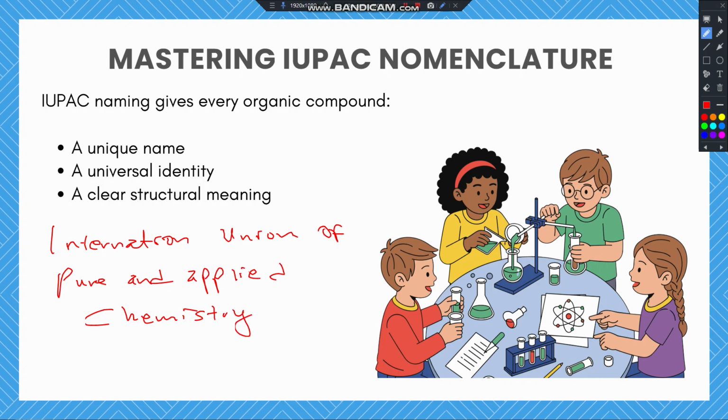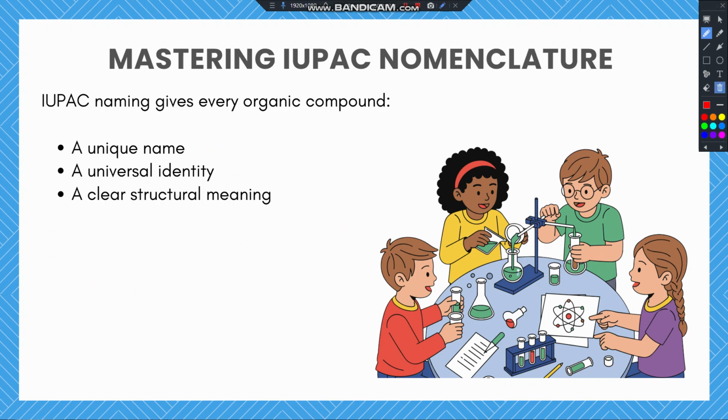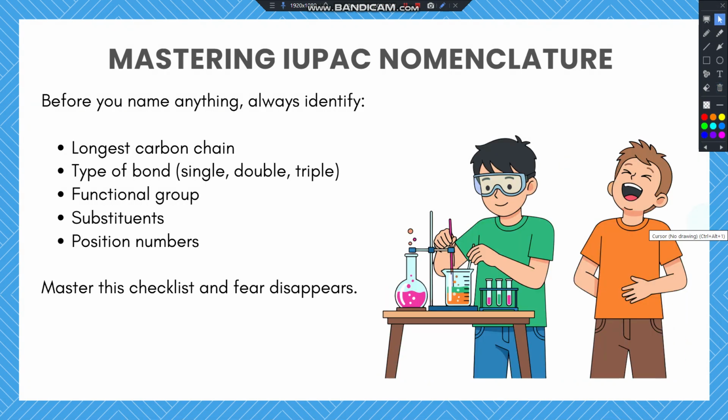Now they give every organic compound a unique name, a universal identity, and a clear structural meaning. What does this mean? It means that naming organic compounds is not arbitrary. It is structured, it follows a set of rules. So whether you're in Nigeria, the United States, Canada, wherever you are, there are a particular set of rules that guide how to name organic compounds so that regardless of location, the name remains the same. That's what structure does for us. It ensures uniformity regardless of location.